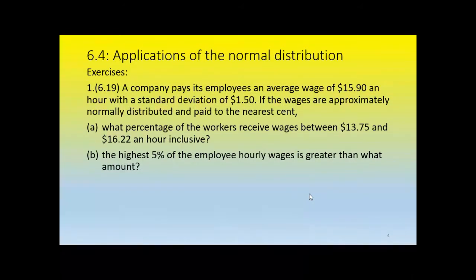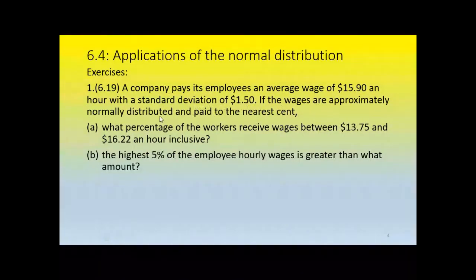A company pays its employees an average wage of $15.90 an hour with a standard deviation of $1.50. If the wages are approximately normally distributed and paid to the nearest cent, what percentage of workers receive wages between $13.75 and $16.22 an hour inclusive? We are dealing with a direct normal distribution, no approximation here.